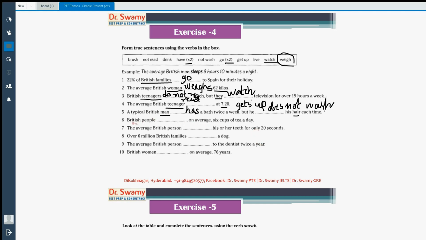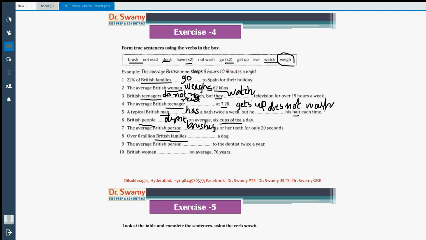Yes, does not wash. And now see, British people, this is plural on average. So this is something related to cups of tea, meaning it is related to drinking. British people drink. So you don't have to add s to the verb. Drink. The average British person, singular again here. So it is related to brushing. But this is singular, so you have to add s to the verb. Brushes.